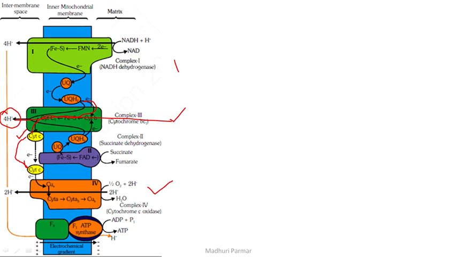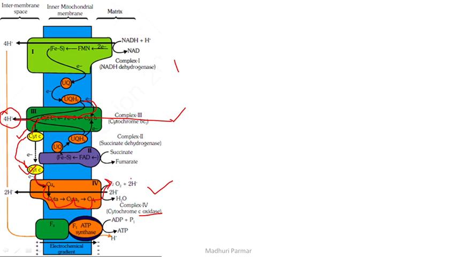Complex 4 is cytochrome c oxidase. The name only suggests what it will do. It will oxidize the cytochrome c, which is shown here. This cytochrome c, as soon as it donates the electrons, becomes oxidized. Clear? It will give its electron to copper. From copper, it will go to cytochrome a, cytochrome a3, and copper B. Now this copper B will transfer its electron to oxygen.